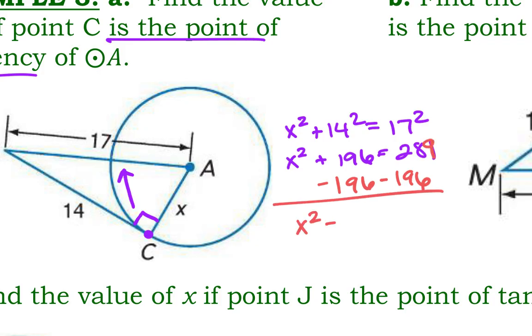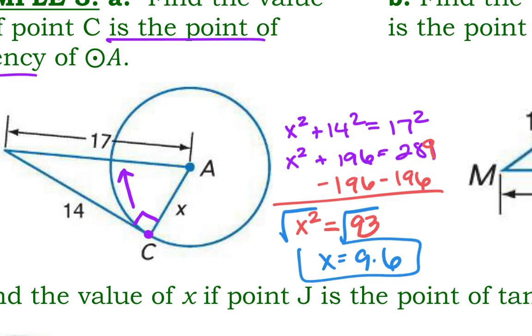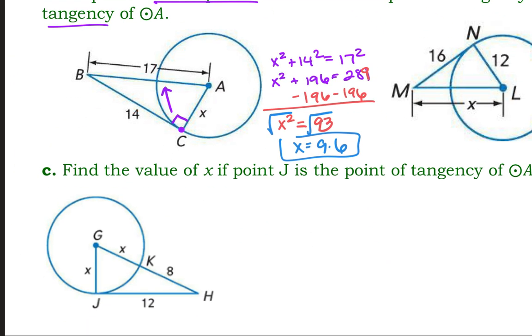All right, so x squared is equal to, what do we get when we subtract them? That's after square rooting? What was it before we square rooted? 93. All right. Then you said it's 9.6. All right, 9.6. All right, this one though.